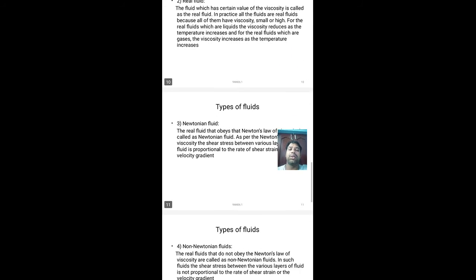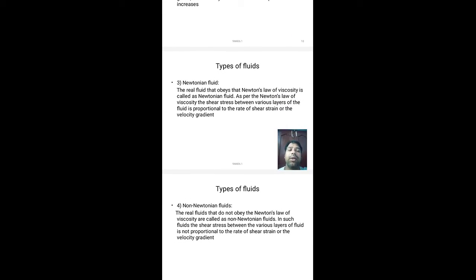Viscosity, the temperature effect will be there on viscosity, right? So there will be an effect of temperature on viscosity. Now the next one is Newtonian fluid. The third one is Newtonian fluid.